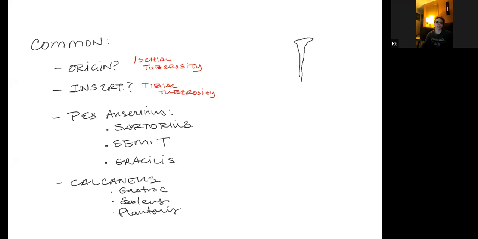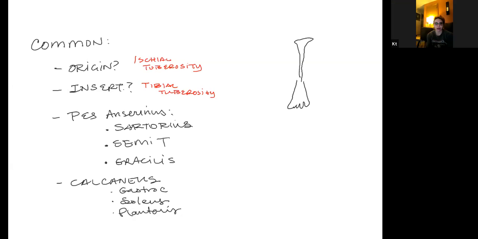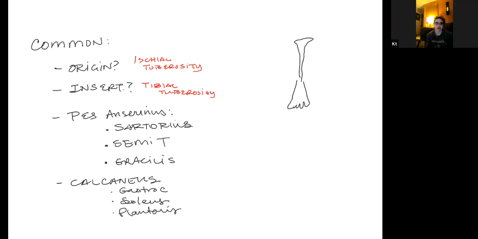Oh, I had a question about the hamstring muscles. Do you want us to differentiate between the long head and the short head of the biceps femoris? Yes, because there are two separate origins. Okay.